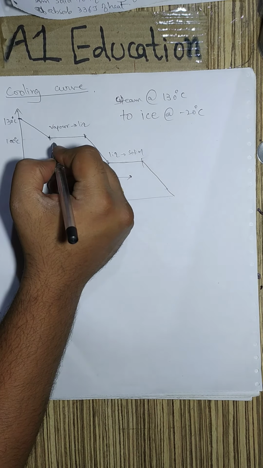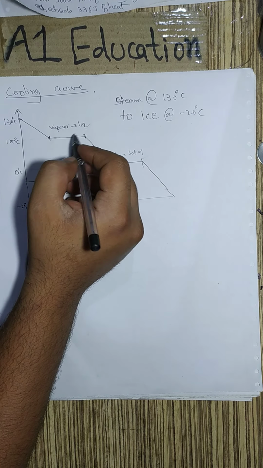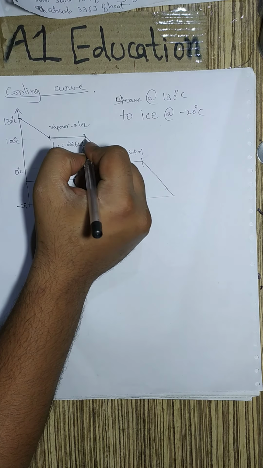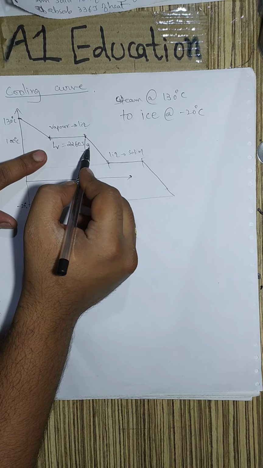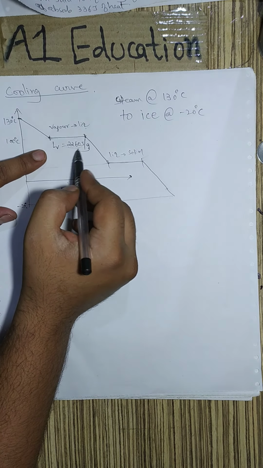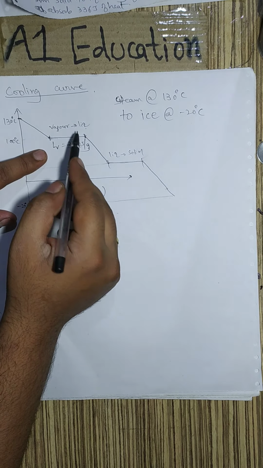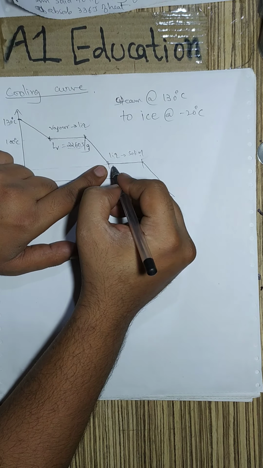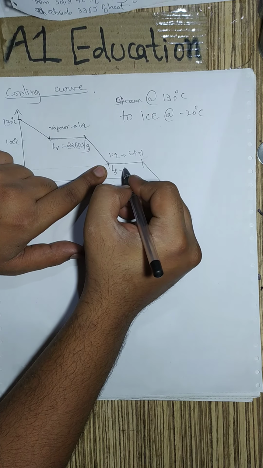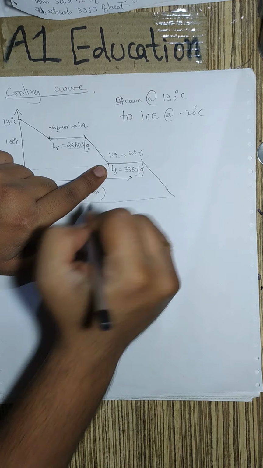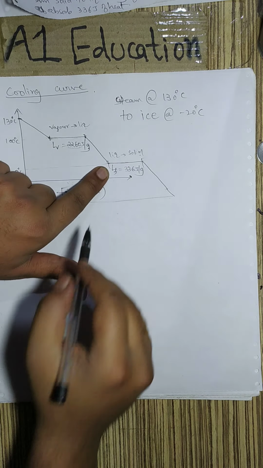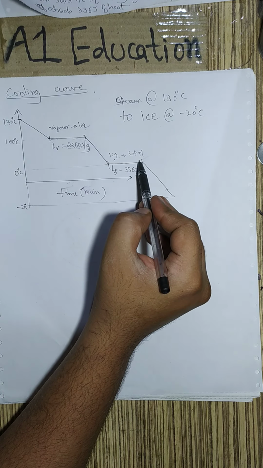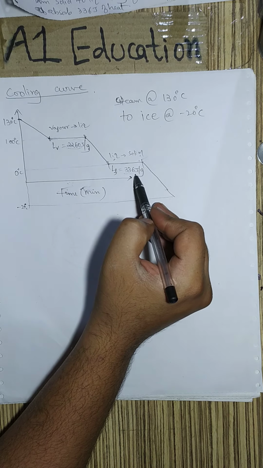This horizontal lines represents latent heat. This is vapor to liquid. This is latent heat of vaporization, whose value is 2260 joules per gram. That means each gram of vapor will release 2260 joules of heat to convert into the liquid. Similarly, liquid to solid, this is latent heat of fusion, whose value is 336 joules per gram. This means each gram of liquid to convert into the solid will release 336 joules of the heat.